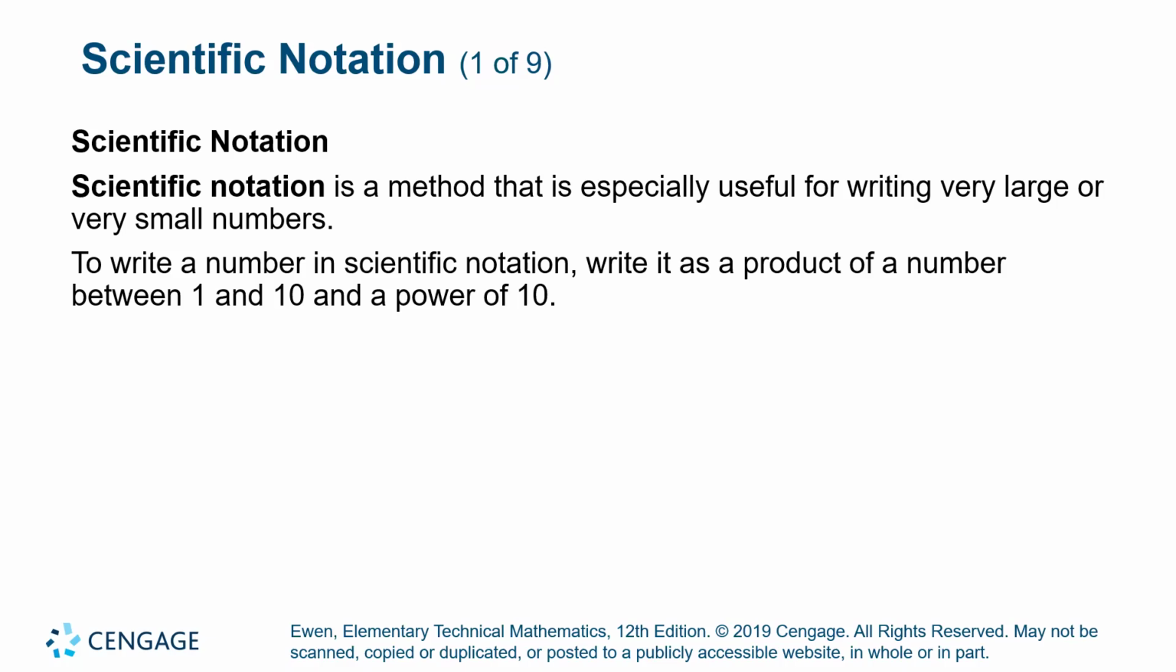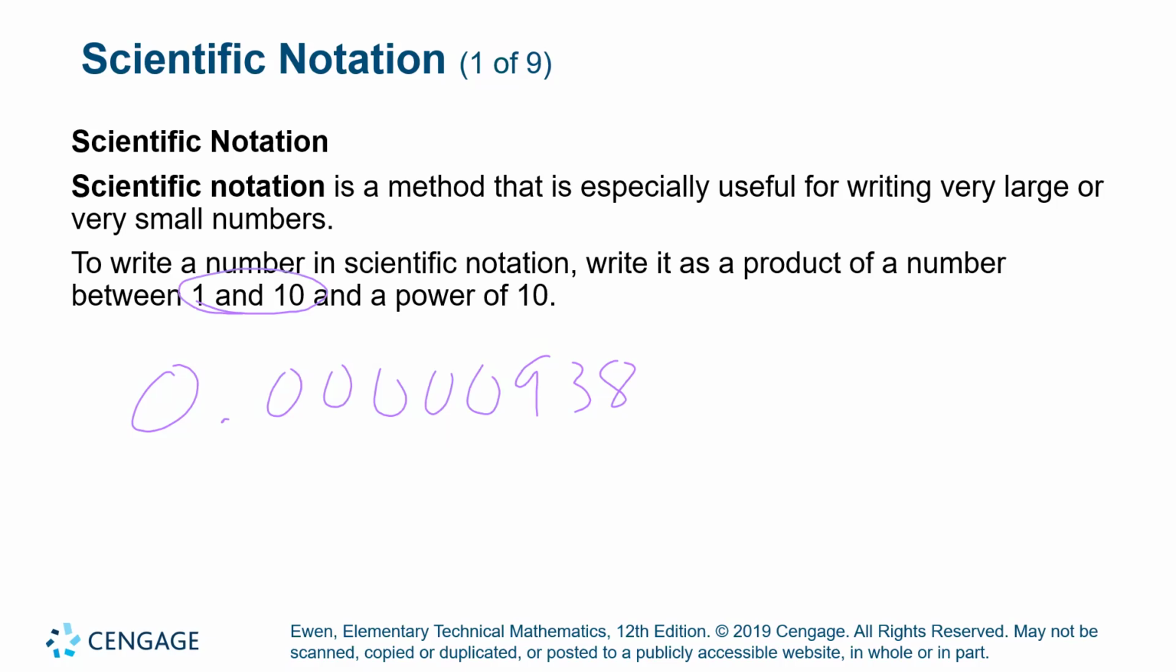Now, what this means is that I want to write this number. This number is a very small number, 0.000938. It's very small. So I want to write it in scientific notation. Now, to write it in scientific notation, you're going to write it as a product. Remember, product means times. A product of a number between 1 and 10. So any number between 1 and 10 is fine. You don't want to go to 10 or above. You don't want to go to 1 and then below 1. You don't want that. So you want between 1 and 10.